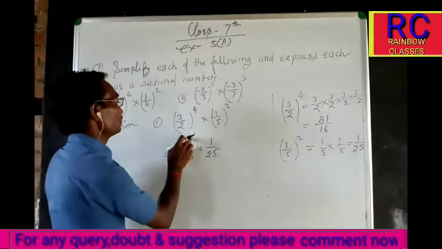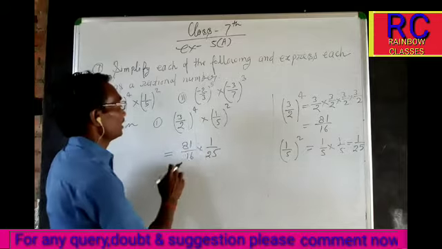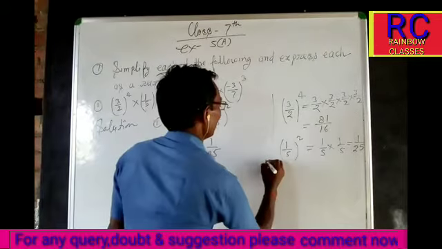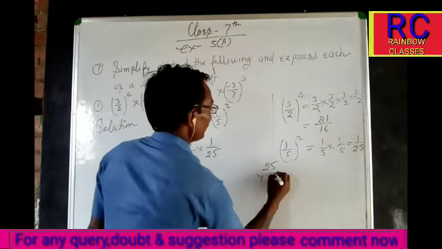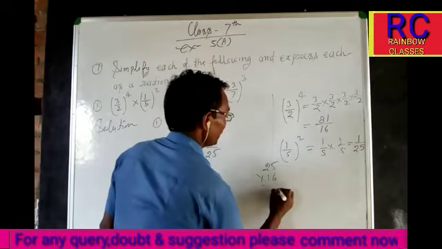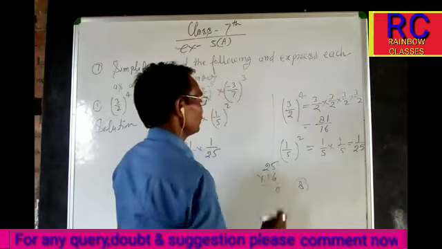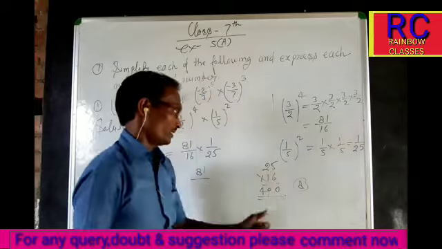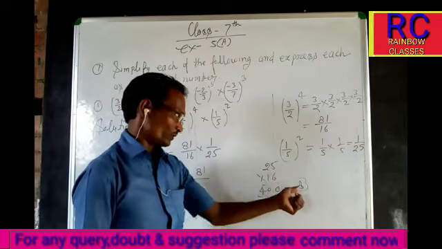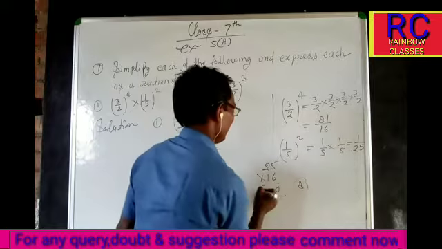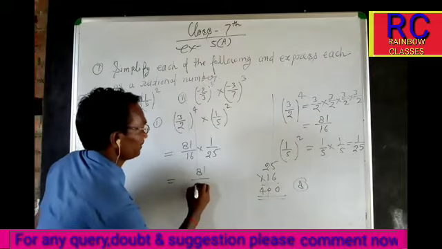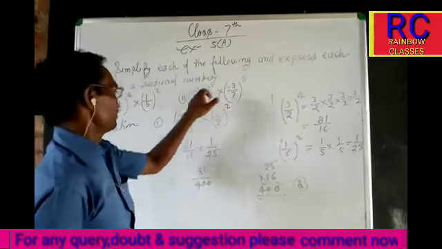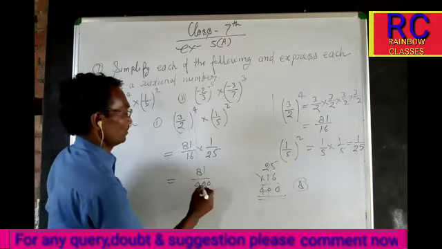Do not simplify it. We multiply numerator to numerator and denominator to denominator. 81 into 1 is 81, and 25 into 16 is 400. So 81 by 400, and we represent it as a rational number.